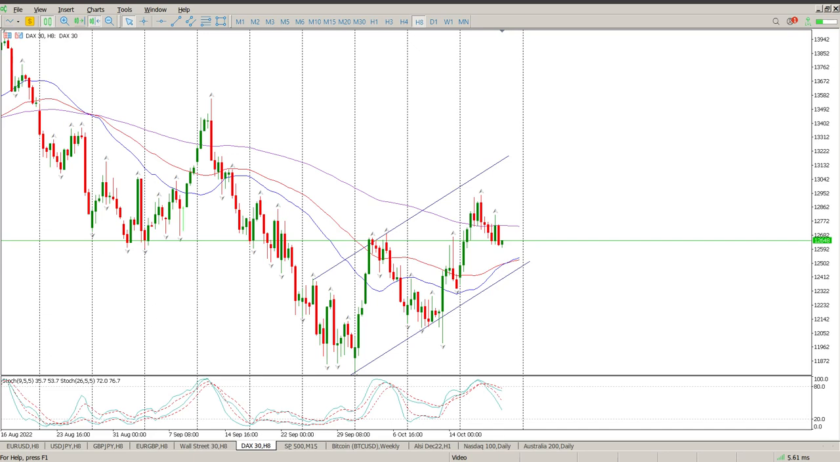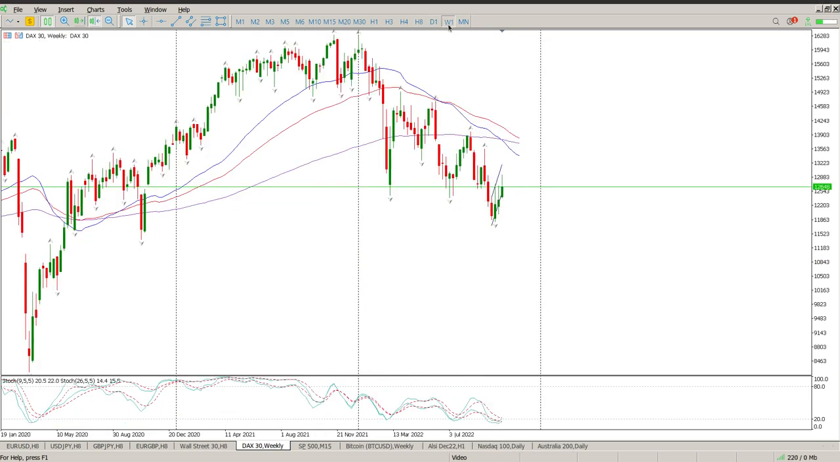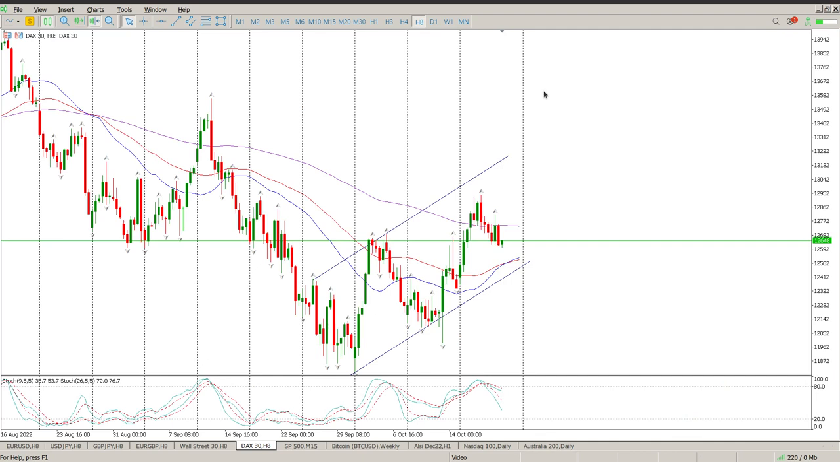So, a couple of things brewing here on the 8 hour, and I just want to start with the weekly here because there's some interesting structure on the S&P 500, and I think it's not exactly the same on the DAX, but we do have sellers still trying to push price down, but they're not really getting down. So, it looks like we are kind of maintaining this channel at the moment.